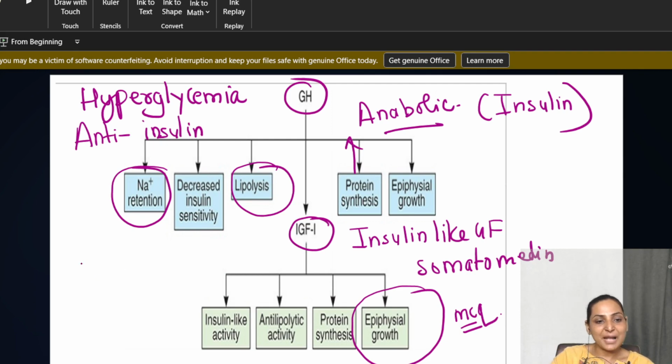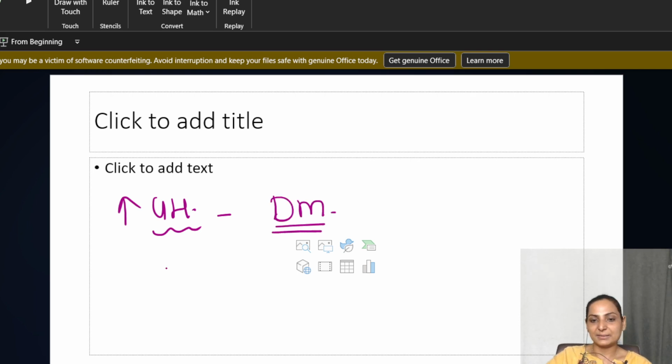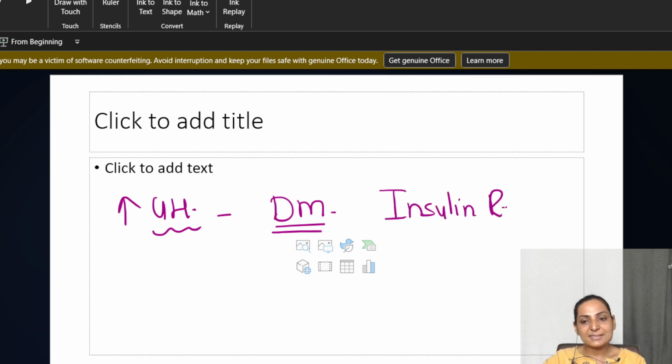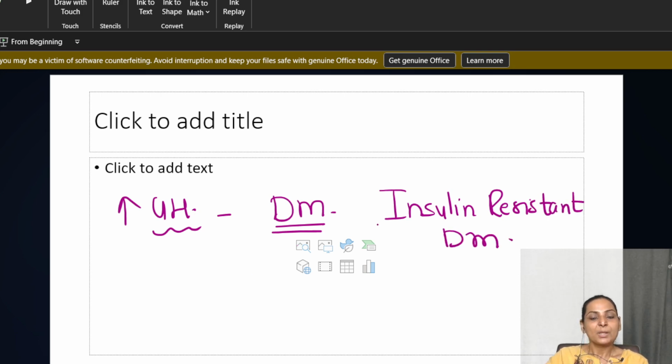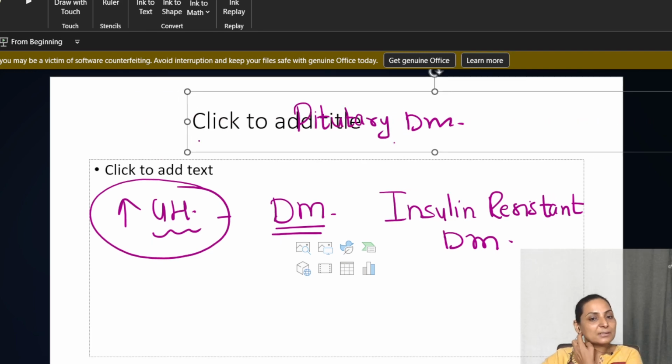Therefore, if the patient develops acromegaly, or if the patient has abnormally high level of growth hormone, this patient can develop diabetes mellitus. But this diabetes mellitus is not going to improve with insulin, because insulin is not the reason over here. So this is called insulin resistant diabetes mellitus, which is not because of deficiency of insulin, but because of excess of growth hormone, and therefore it is also called pituitary diabetes.